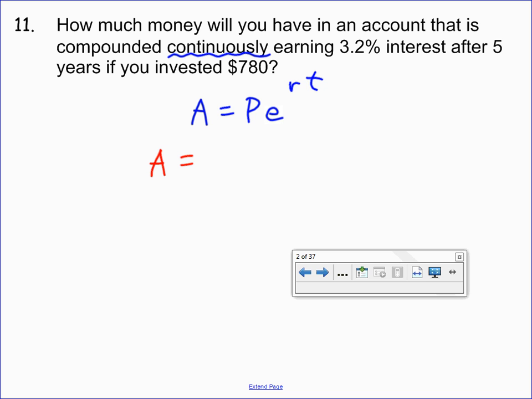If I originally invest $780 times the number e to the, and then my interest rate as a decimal would be 0.032, right? So 0.032 times, and my time of the investment was 5 years. So let's go ahead and just do a straight home screen evaluation, everybody.